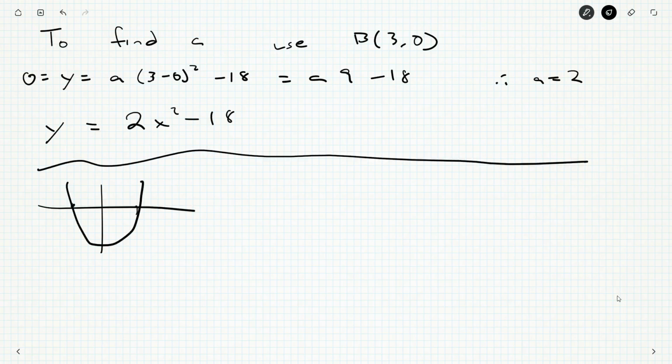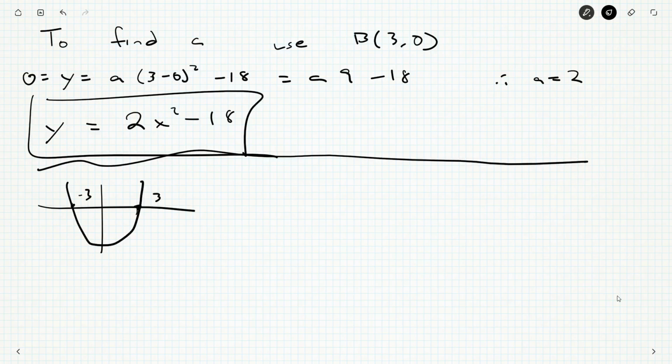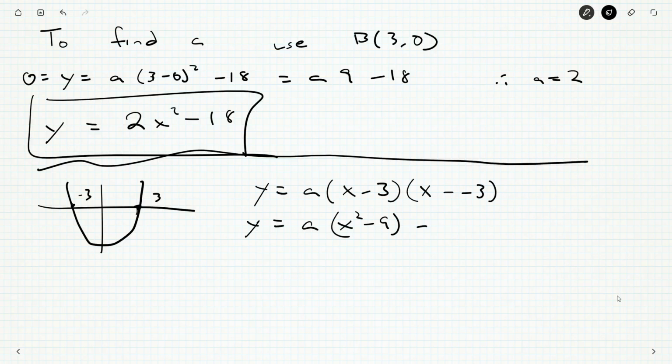Now another way you could do that if you didn't want to do vertex form is we've got the roots. So by the way, here's my final answer. Question over. I'm just talking about another way to do the question. We've got the roots negative 3 and 3. So another thing we could do is use the root form or x-intercept form and say it's a times (x minus 3)(x minus negative 3). So this is going to be a times, and multiply these out, (x squared minus 9), or ax squared minus a times 9.